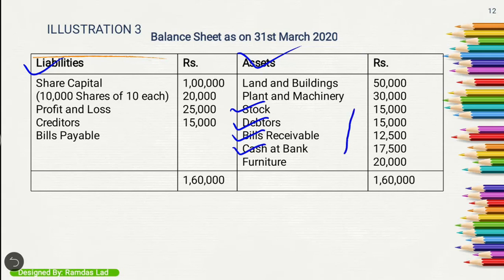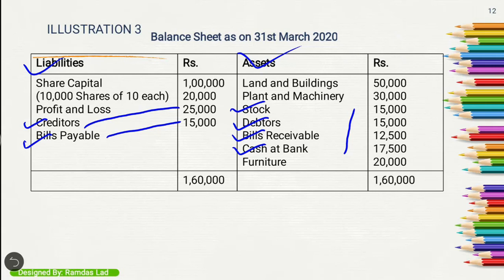We have to make the total of these. Now current liabilities: creditors and bills payable. Make the total of these two. Creditors are 25,000 and bills payable are 15,000. Please understand this. In this way we can calculate the current ratio.